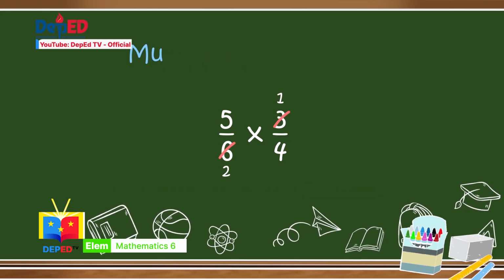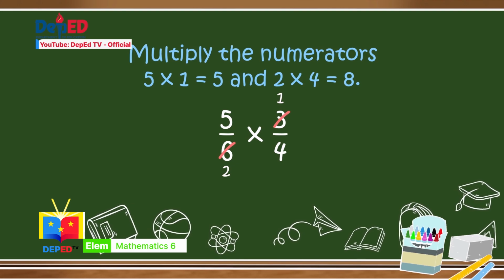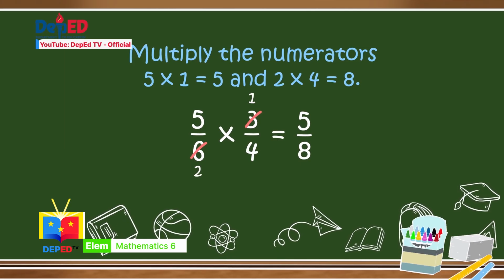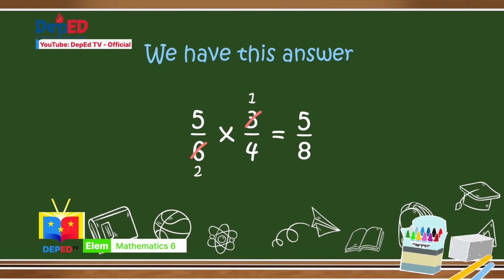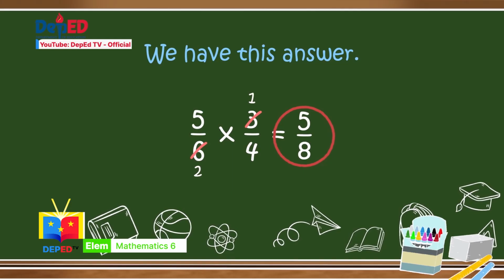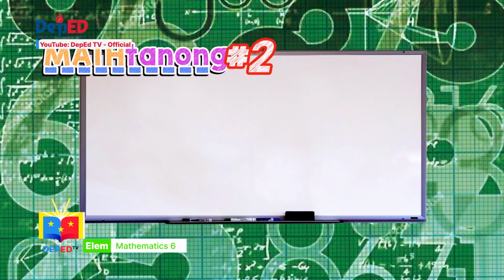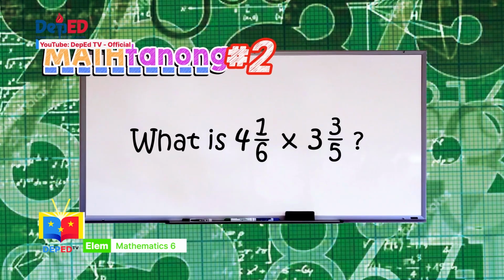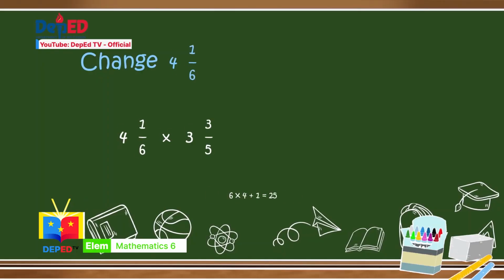Now, multiply the numerators. 5 multiplied by 1 equals 5. 2 multiplied by 4 equals 8. We have the answer, 5/8. Mathanong number 2. What is 4 and 1/6 times 3 and 3/5?